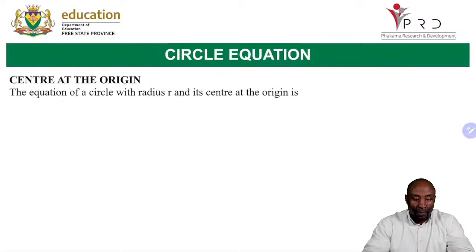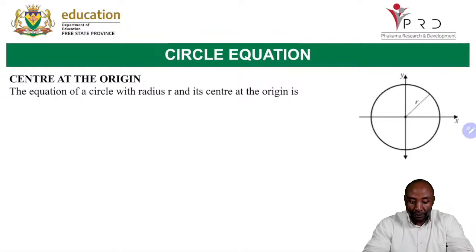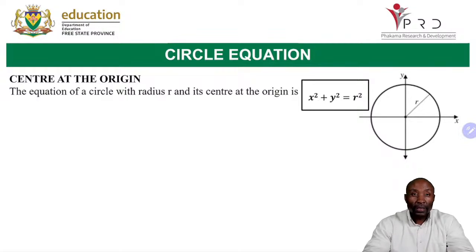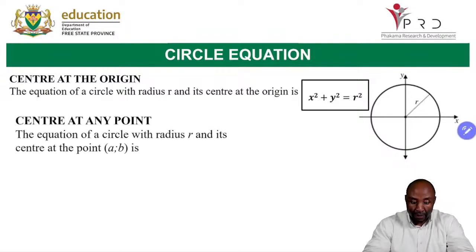Then we look at the equation of a circle center at the origin. We will have our equation given as x squared plus y squared is equal to r squared. The center is at the origin. Our center is 0, 0.